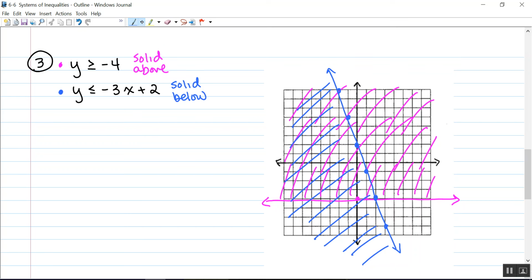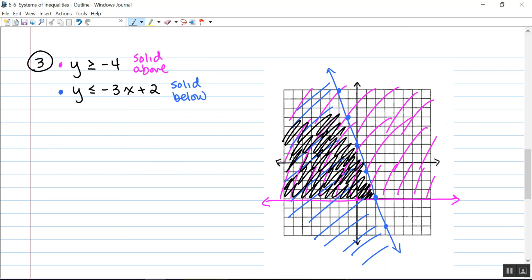Now let's look closely and see where is the overlap of these two shaded regions. Since it's above the pink line and below the blue line, it's going to be this area right in here. So let's go ahead and make that plenty dark. You can do this in two different colors if you'd like. I just want it to be really clear to me where the overlap of the shading is. Just make that area nice and dark. So there's my solution. Any point in that area is true for both of those inequalities.